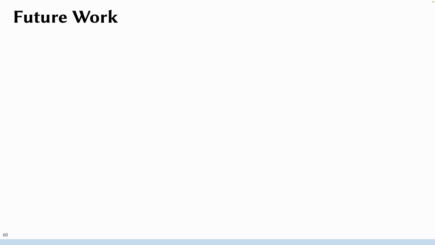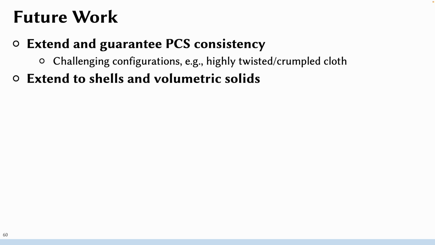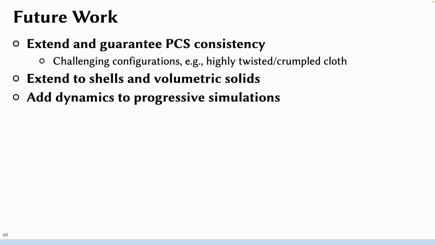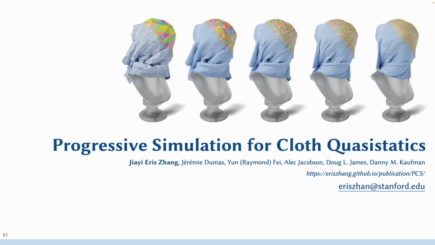For future work, one immediate next step is to further improve PCS consistency, for example, to better handle some challenging configurations like highly twisted and crumpled cloth. More broadly, we could consider extending the PCS framework to support shells and volumetric solids, and also dynamic simulation. Finally, our progressive simulation is a natural fit for dataset generation in supervised learning of cloth simulation upsampling. And in the end, I thank all my co-authors again for making this work happen, and thank you for your attention.